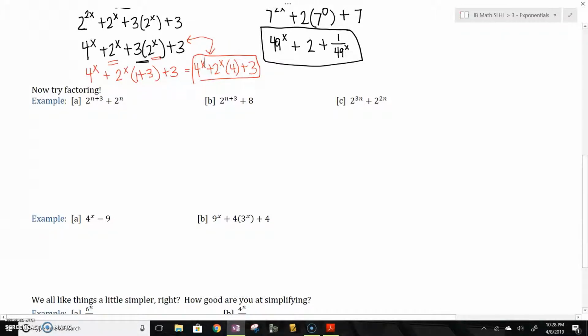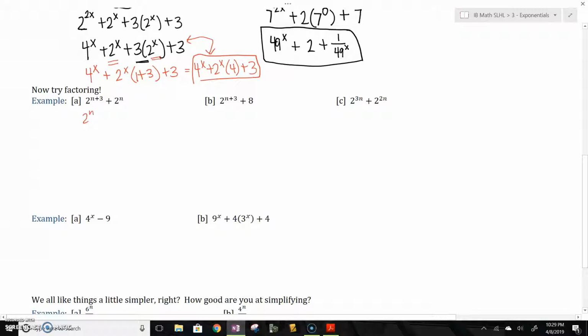Next, let's try some factoring. So how about factoring? Can you work this backwards, right? So factoring, maybe in this first problem, I see reverse distribution. So what do they have in common? It looks like they both have a 2 to the n, but that first one has a 2 to the n plus 3. What a bummer. Well, how could you actually write that?